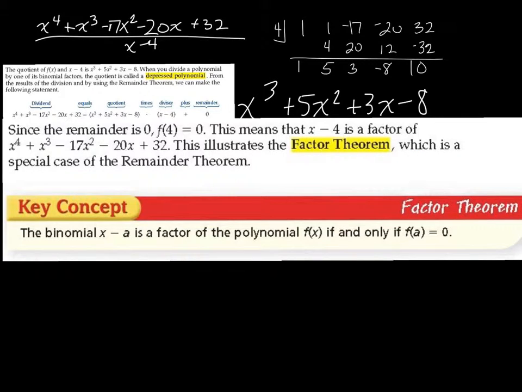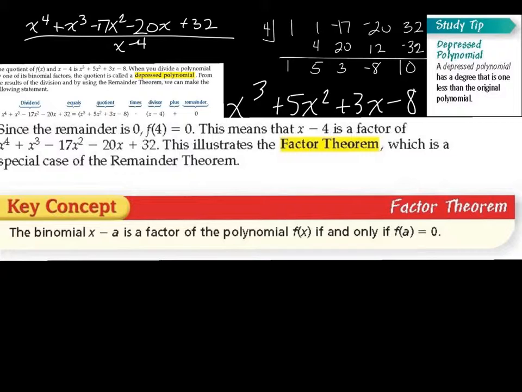Since the remainder is 0, f of 4 equals 0. That means x minus 4 is a factor of x to the fourth plus x cubed minus 17x squared minus 20x plus 32. This illustrates the factor theorem, which is a special case of the remainder theorem. The binomial x minus a is a factor of f of x if and only if f of a equals 0. And you can notice that a depressed polynomial has a degree that is 1 less than the original polynomial.